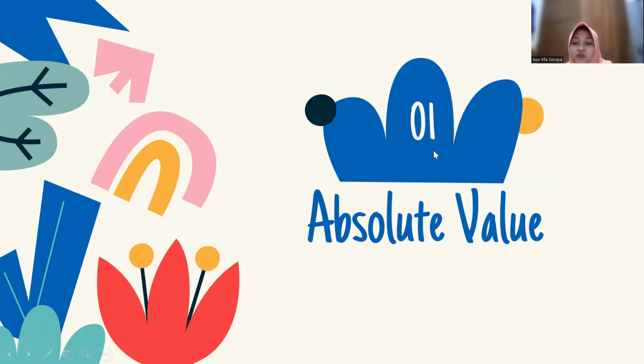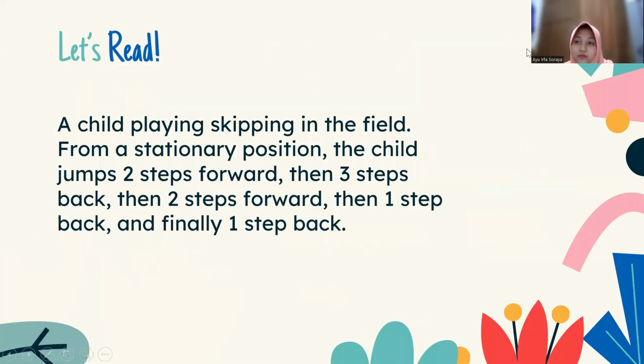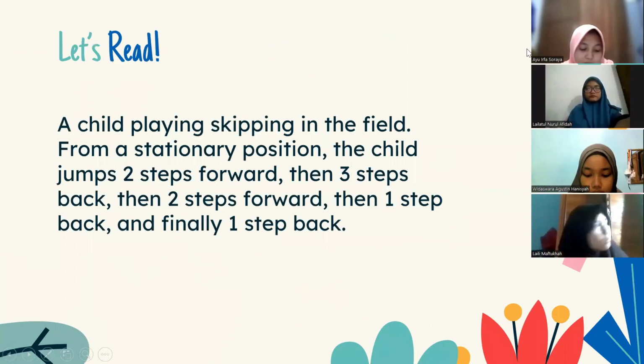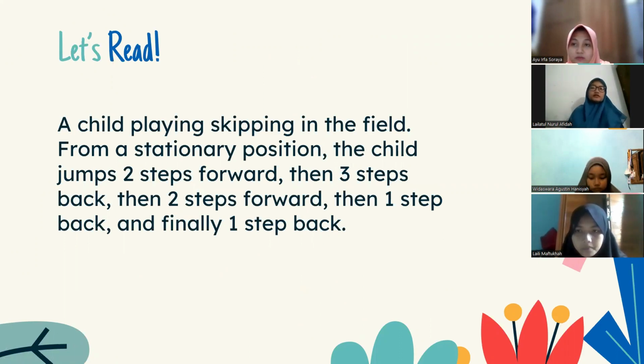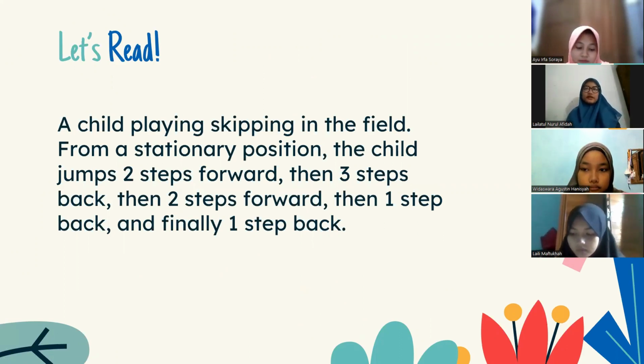The first one is absolute value. Could anybody help me to read this problem, please? Me, Miss. Okay, please, Ila. A child is playing skipping in the field. From a stationary position, the child jumps 2 steps forward, then 3 steps back, then 2 steps forward, then 1 step back, and finally 1 step back. Thank you, Ila.